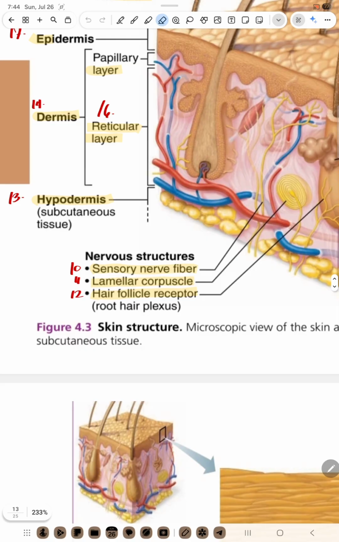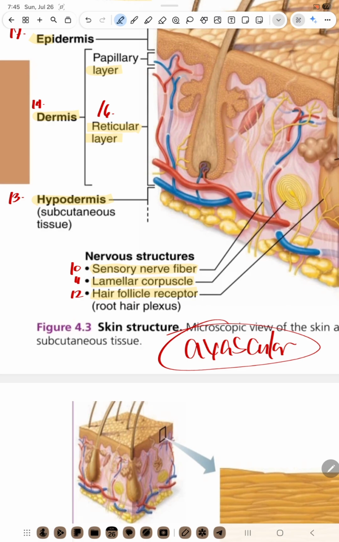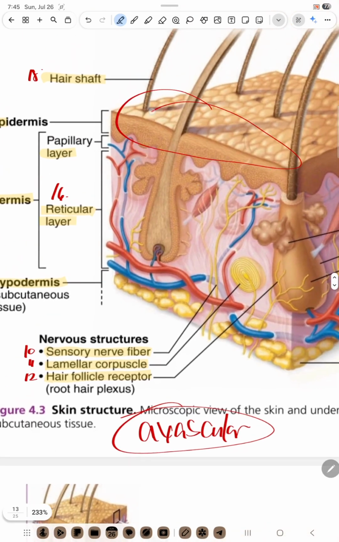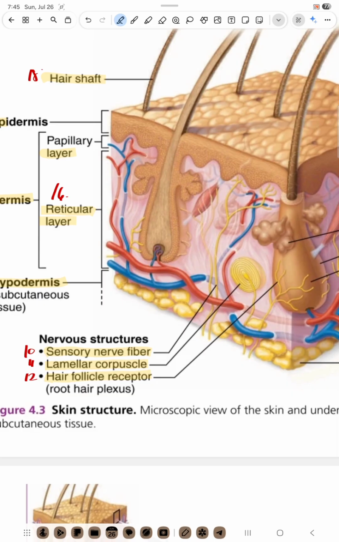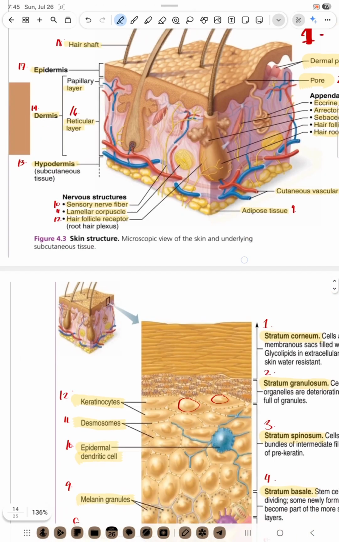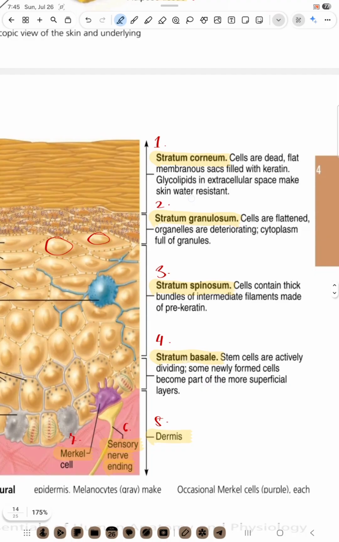Also, the epidermis is avascular. It means that there is no blood supply, no blood in the epidermis. So there are 5 layers of the epidermis. First, we have the stratum corneum, which is the outermost layer of our epidermis.